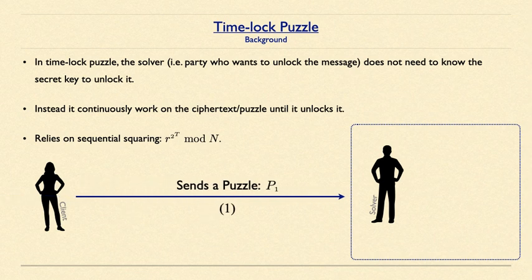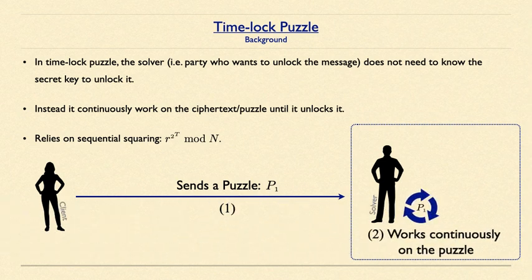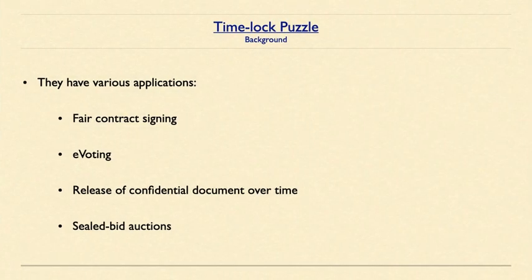Then it sends the puzzle P1 to the solver. Upon receiving the puzzle, the solver works continuously on the puzzle until it finds the solution after a certain time. Time-lock puzzles have numerous applications, such as fair contract signing, e-voting, release of confidential documents over time, and sealed bid auctions.